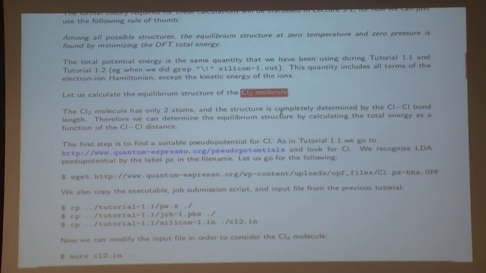Okay? So that means we need to perform a one-dimensional optimization. We will calculate the total energy of chlorine and chlorine at different bond lengths and find the bond length which gives us the minimum total energy. So that's basically the procedure. Every calculation of equilibrium structure is done in this way in practice. This is the simplest possible example, so we start from that.